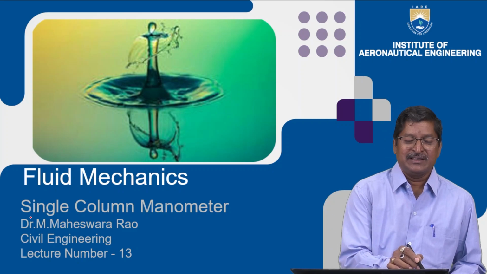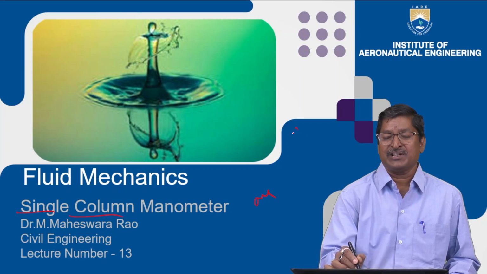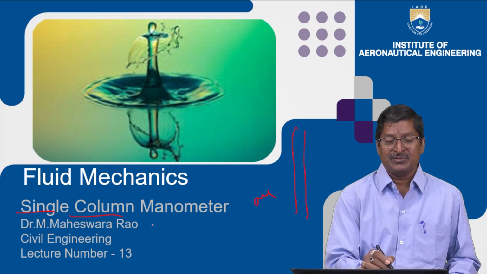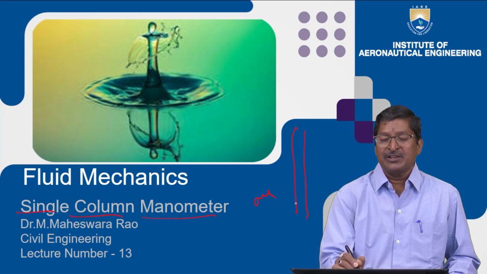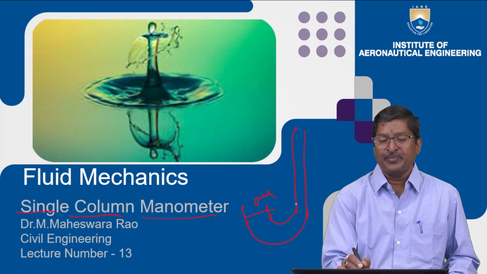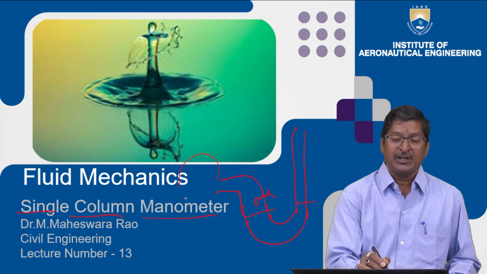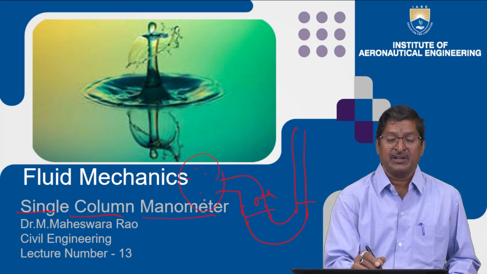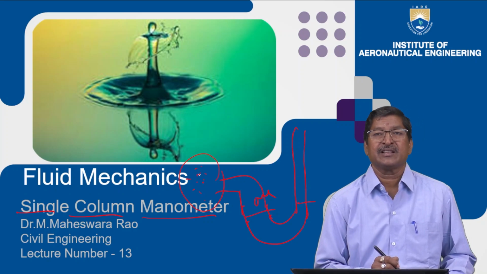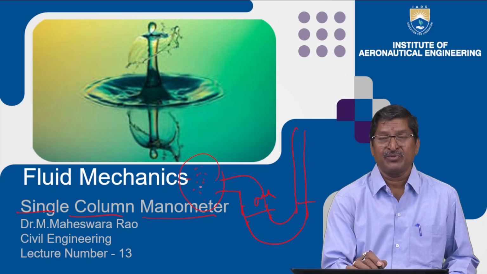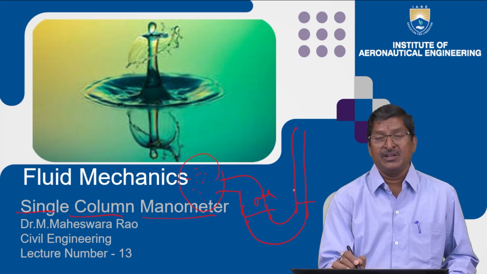So what is this single? Single means one, and column means vertical. Okay. So what does manometer mean? Here we will have some fluid. This single column manometer is connected to any pipe for which the pressure is to be measured. What is the pressure of the fluid inside the pipe? If you want to know that, you have to attach this manometer.